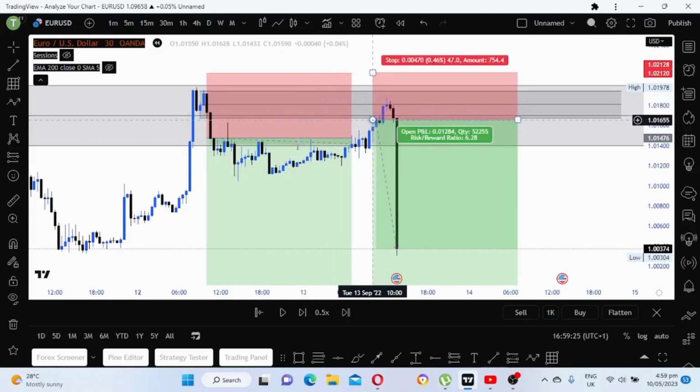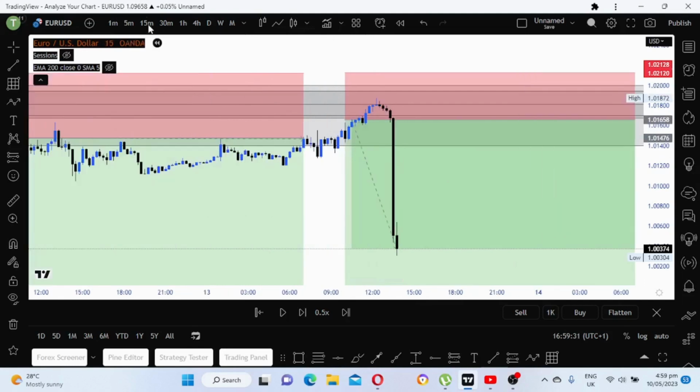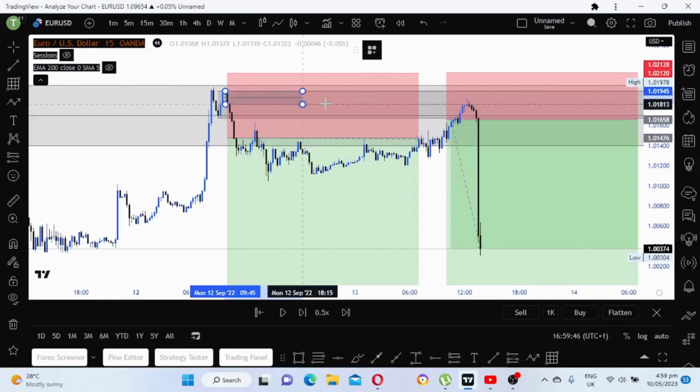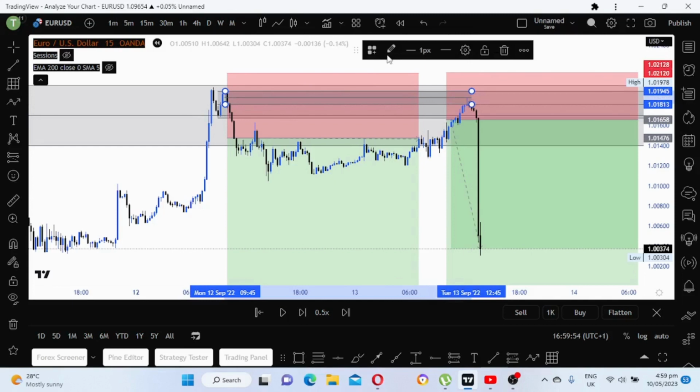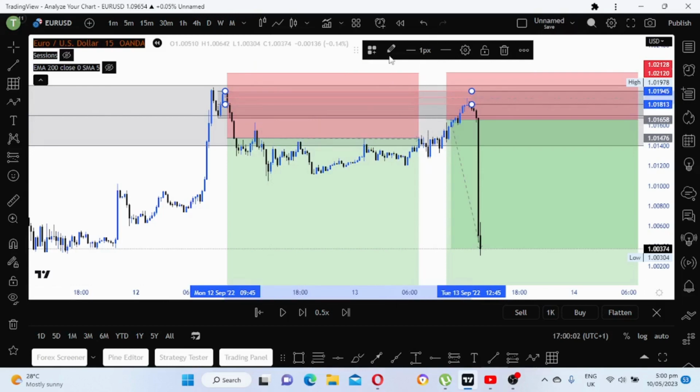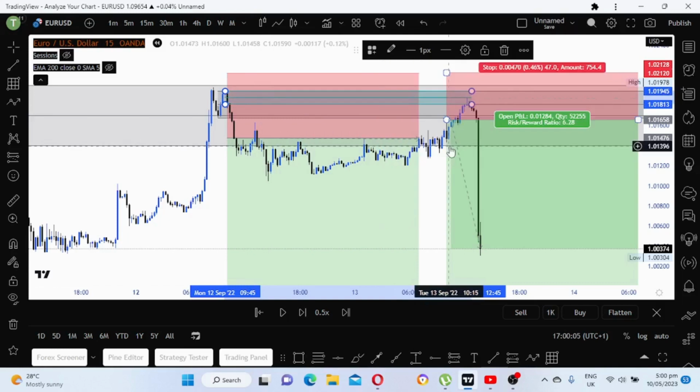Now, I would have entered here, guys. But to make things easier for me, I would have entered on the M15. Just watch. This is the M15 zone. Let me make it another color, maybe red. Let me make it another color, man. Maybe blue, yeah, blue.